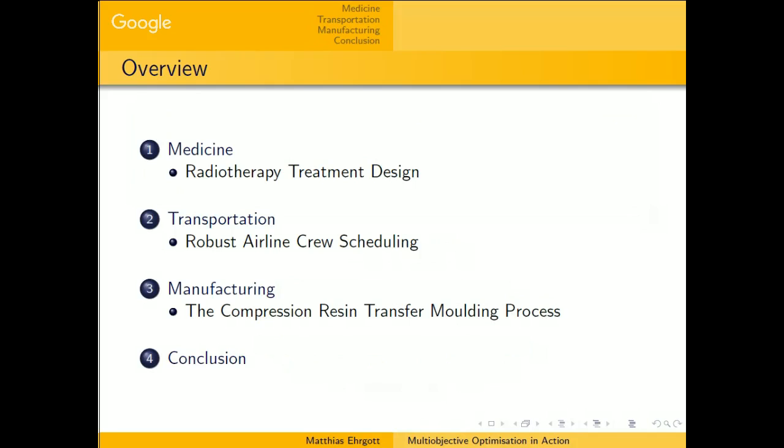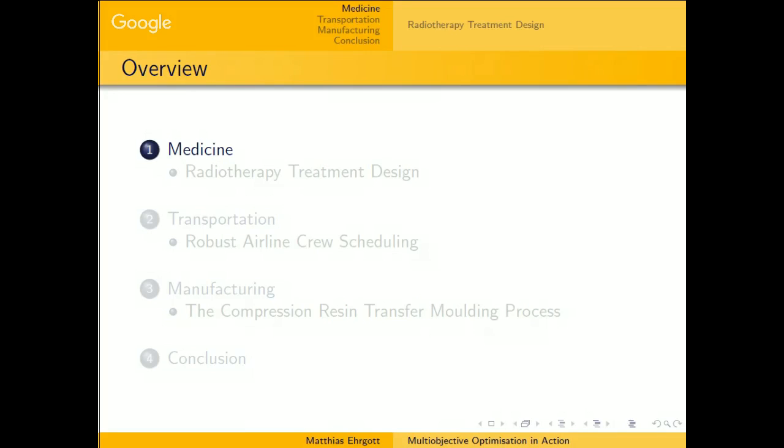So the first one is taken from medicine. I've worked for a long time in the optimization of radiotherapy treatment planning. So I'll talk a little bit about this. The second one is from transportation, and that's a problem that arises in airline crew scheduling. And the third one, manufacturing, the manufacturing of composite materials. Right, so very different topics from completely different areas, but they all have in common that they lead to multi-objective optimization problems. So what I want to illustrate is really the widely different methods that are used in all of these areas, and the benefits that you get by looking at those from a multi-objective optimization point of view.